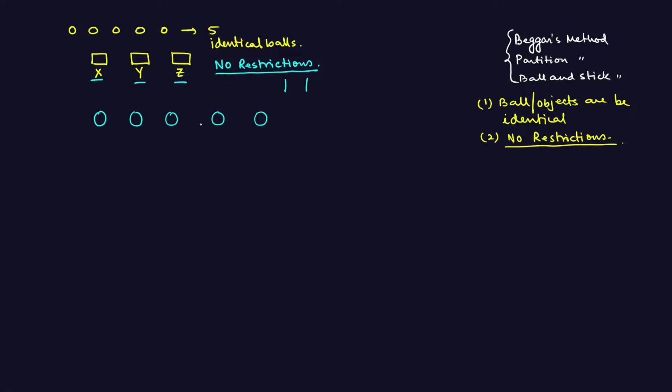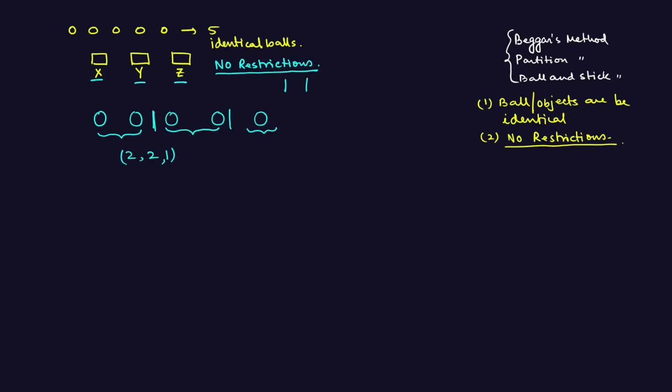Because if I introduce 2 partitions here, observe carefully, it has been divided into 3 groups. One group is containing 2 balls, the second one is containing 2 balls, and the third one is containing 1 ball. So X is receiving, in this way we can think, X is receiving 2 balls, Y is receiving 2 balls, and Z is receiving 1 ball. So it is one way of distributing these 5 identical balls among these 3 people, X, Y, and Z.